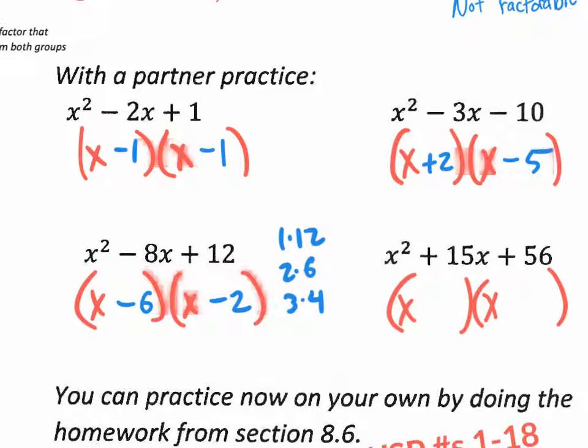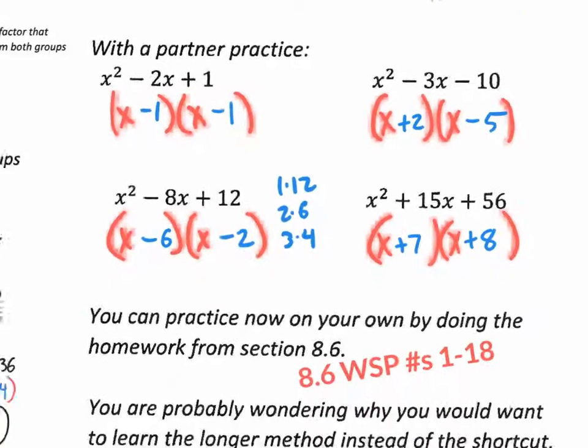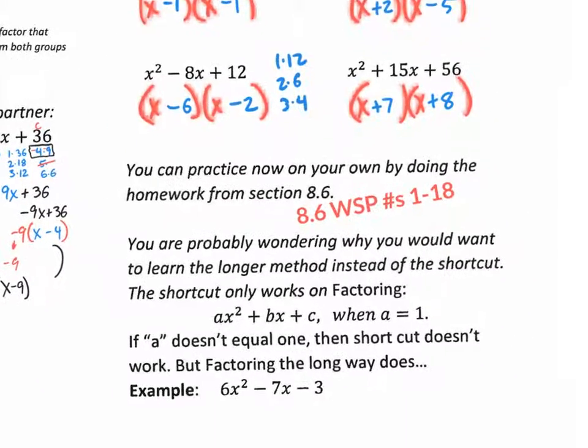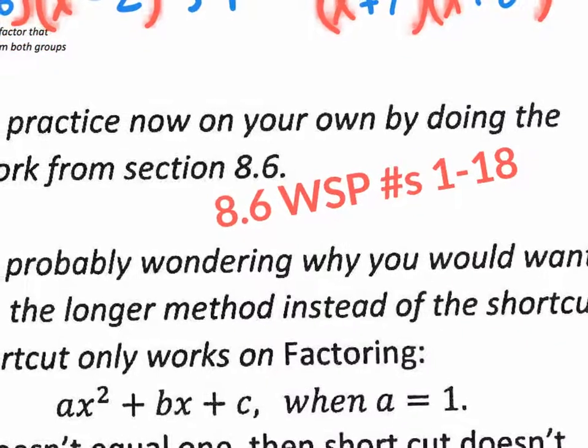Last one. What times what is 56 that if I add together is 15? 7 and 8. 7 times 8 is 56. Add them together, it does give you 15. Easy peasy. Now, today, we're not going to have homework, but tomorrow we're going to be able to do 8.6, 1 through 18.